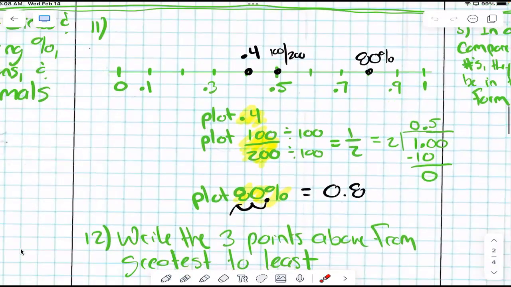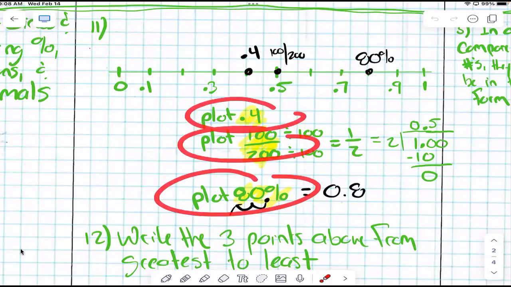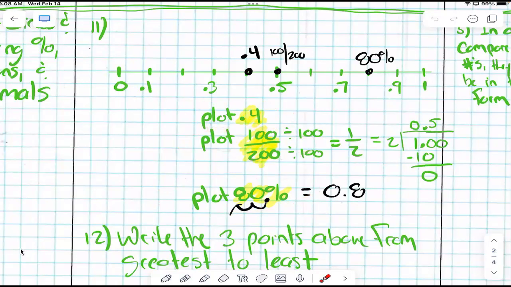All right, so here's the deal. When given a number line such as this number line right here, I ask you to plot these points. Point 4, pretty simple, yes? Yes. Because point 4 is on the number line. It's between point 3 and point 5, yes?